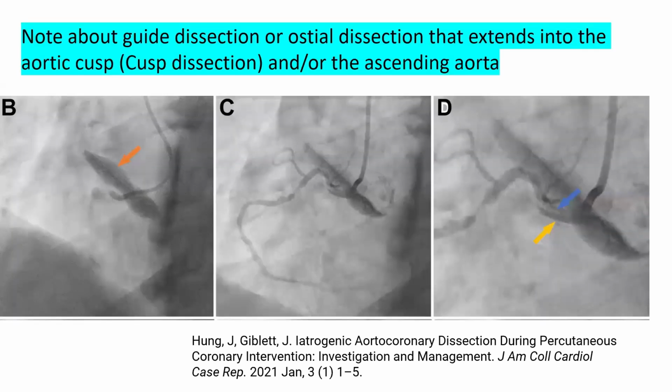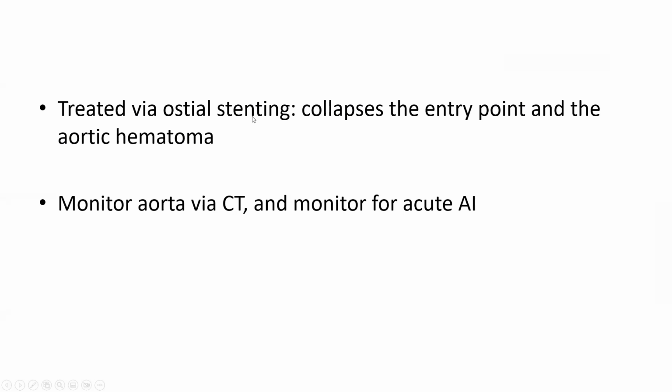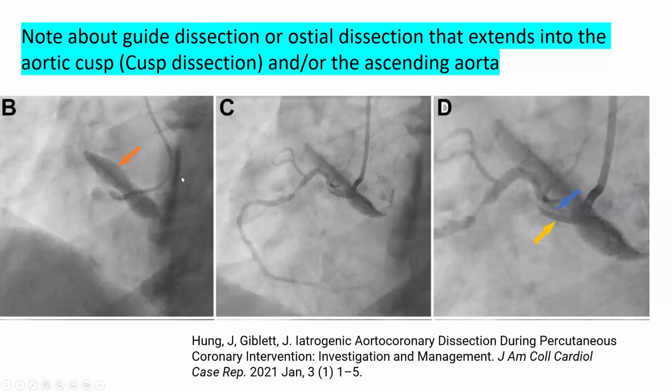I want to discuss a final idea that is extremely important that relates to guide dissection. What do you do when your guide dissection or any ostial dissection extends into the aortic cusp? This is what you call cusp dissection, or into the ascending aorta. This is treated via, again, ostial stenting. Ostial stenting will collapse the entry point and it will collapse the aortic hematoma.